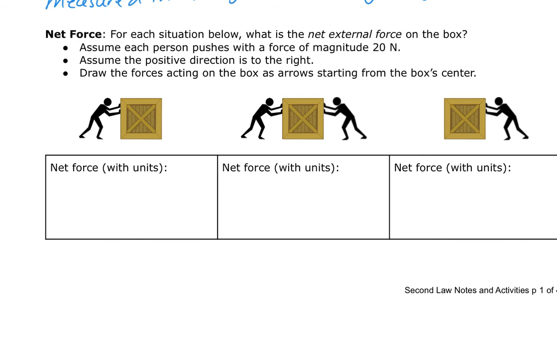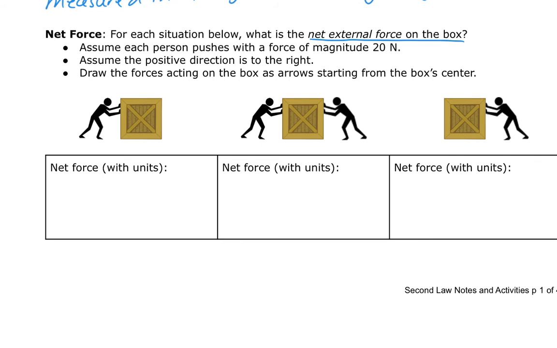Because if we know the net force, then we can find the acceleration. And once we know the acceleration, we can predict the future. We can predict what is the object's position, what is its velocity in the future, right? So that's what our goal is, okay? So for each of these situations, we're going to find what is the net external force on the box, okay?